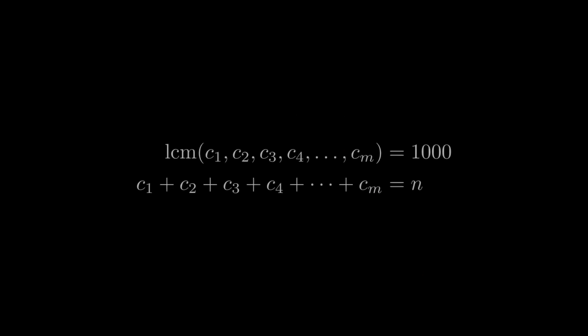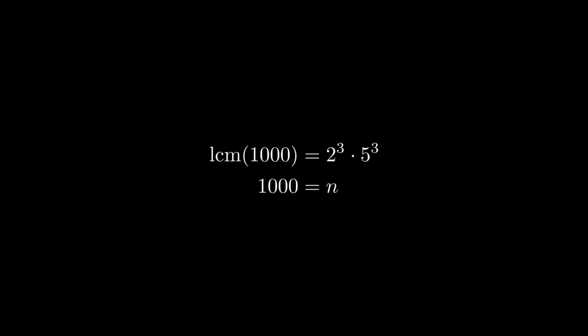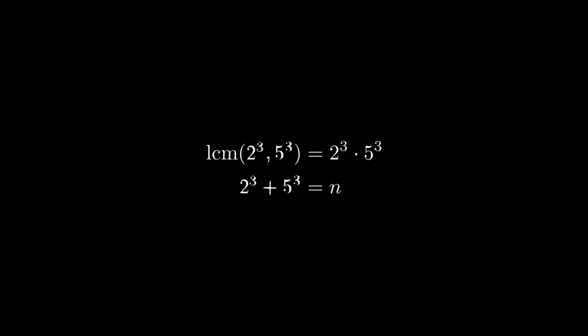Now that we've gotten that out of the way, let's go back to our two equations. We need to find cycle lengths whose LCM is 1000 while trying to minimize their sum. So let's try out some examples. Let's start simple with one cycle whose length is 1000. This gives us n equals 1000. Next, let's have two cycles with lengths 2 cubed and 5 cubed. This is enough to satisfy the LCM condition. The resulting sum of the cycle lengths seems quite small, at least compared to our last attempt.